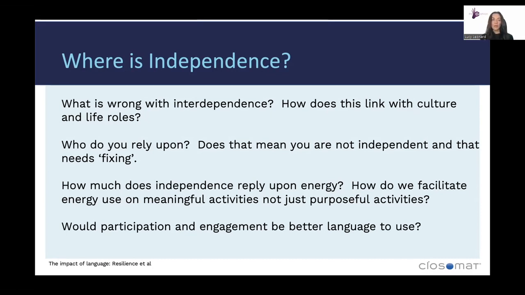So just moving forward, I think we just need to reflect on the word independent and think about how much we use it in our notes and maybe our reports, and think about, would participation and engagement be a better word to use?